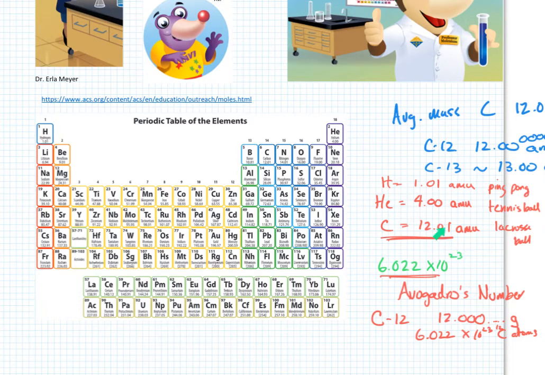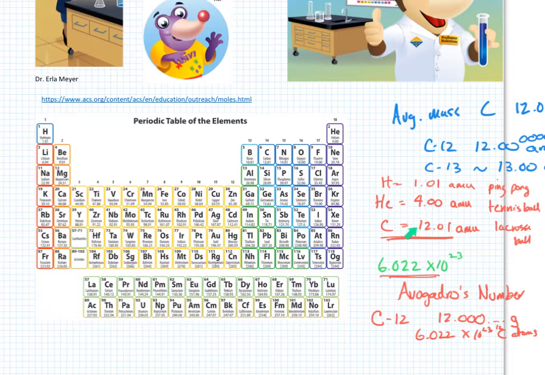So what that means is, if we switch units from a.m.u.s, which is a very small unit of mass, to grams, which is something we can actually measure in the lab, then whatever the mass is in a.m.u.s, in grams that happens to have 6.022 times 10 to the 23rd atoms.